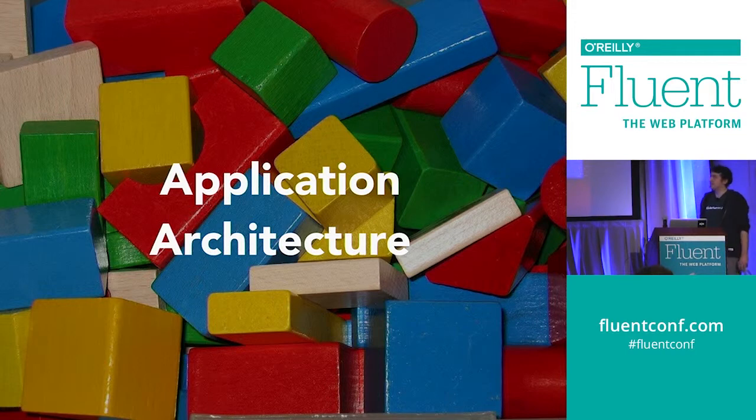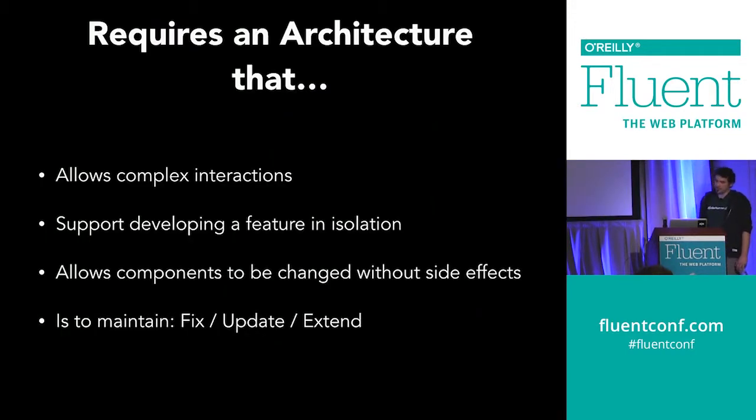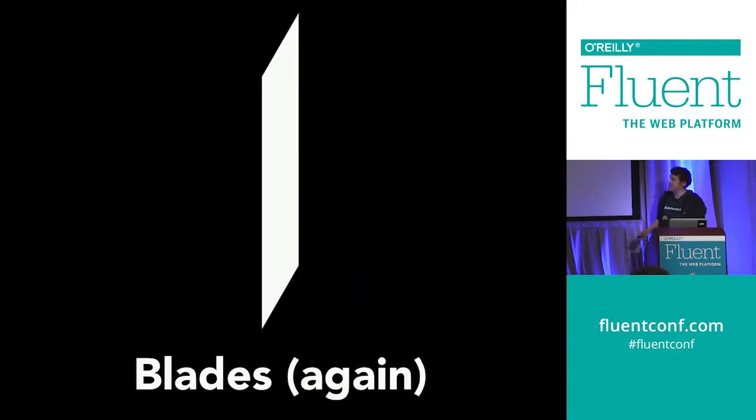So let's look at application architecture. This is slightly higher level now. We need to allow these complex interactions. We need to support developing these features in isolation and doing things like the workbenches. We want to be able to swap components without them having side effects on the rest of the application. And we need to feed this into the app being maintainable. So blades, again, support this.